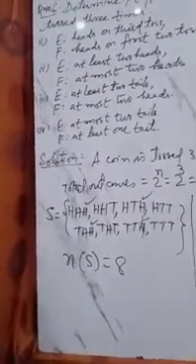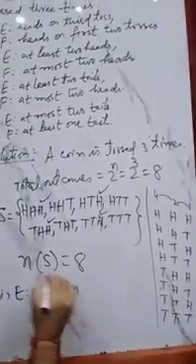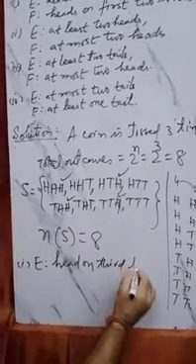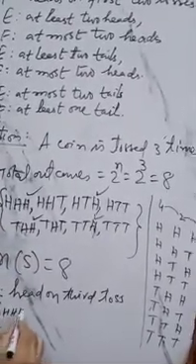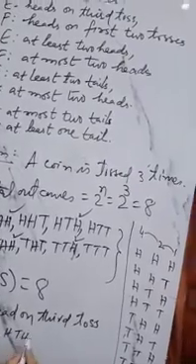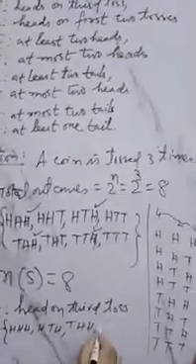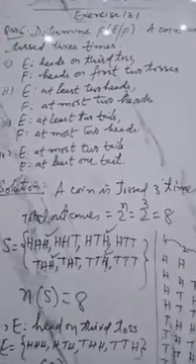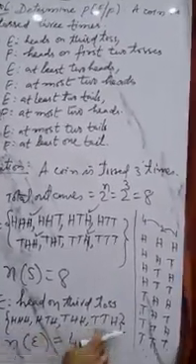Heads on third toss. This is the first part we are going to solve. That is E, heads on third toss. We can write E is equal to the sample space for it: HHH or HTH or THH or TTH. So this is what we have. E is heads on the third. Therefore the number of events in E is 4, 1, 2, 3, 4 only.